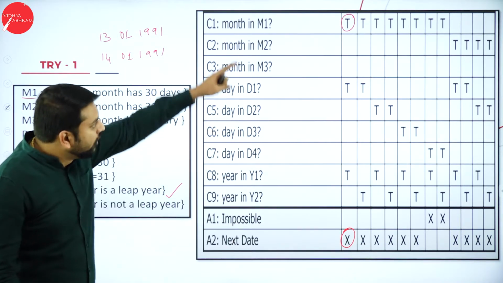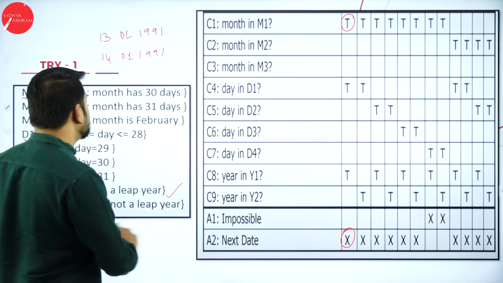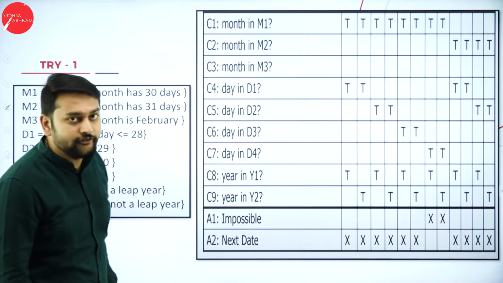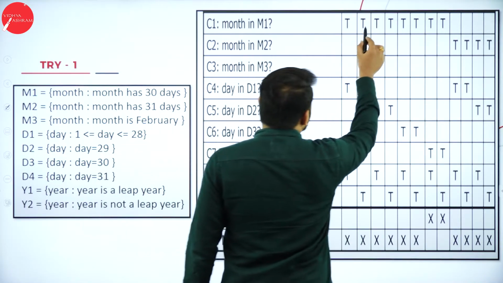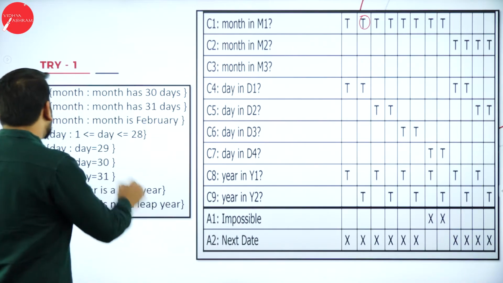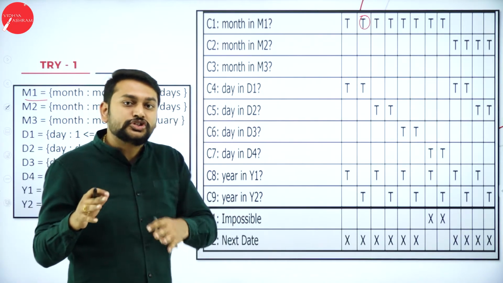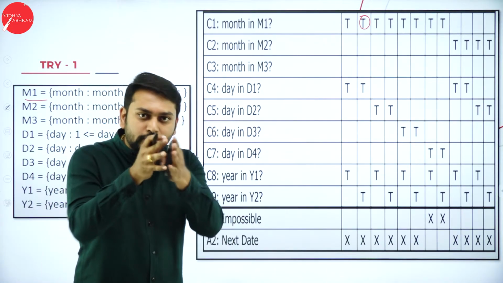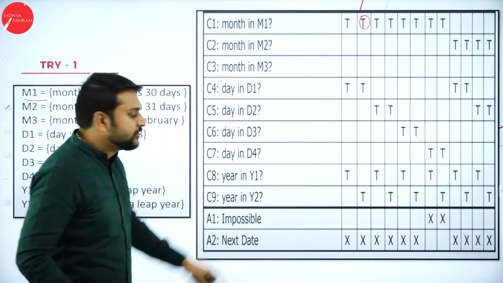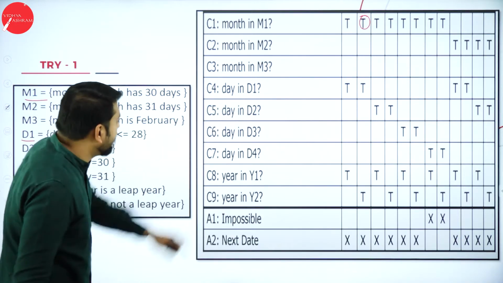So fine, we'll go to the next entry. I will trace the next entry for all of you. So please listen to me carefully. I'm going to the next entry. What is the next entry that I have? Even in the next entry, the first one is M1. M1 in the sense in month 30 days are there. So any one month which is having 30 days, that month I'm taking. So fine. What is the next entry that I have? C4. C4 in the sense what? Please understand, C4 in the sense D1. So fine.